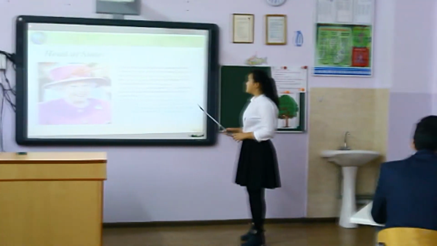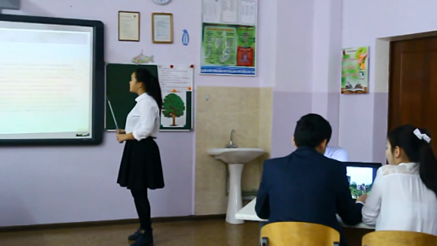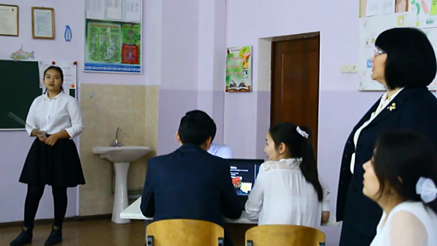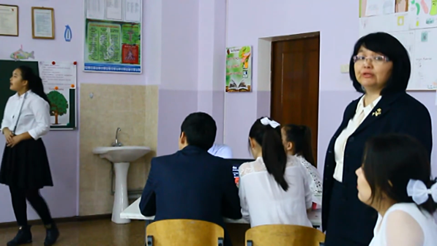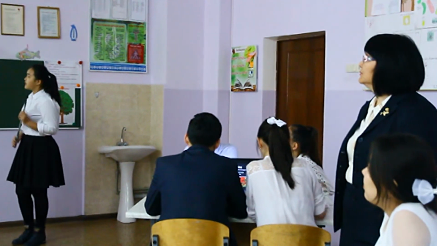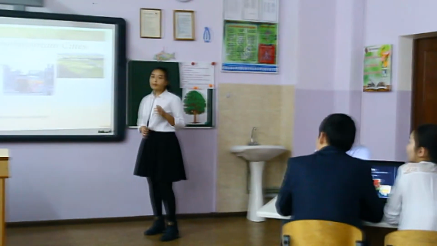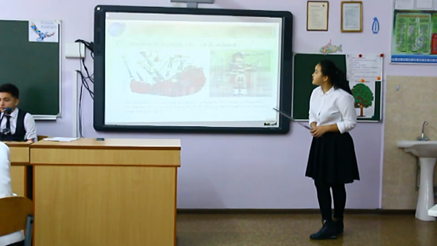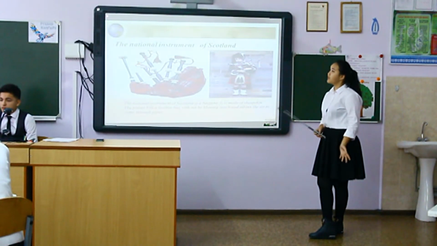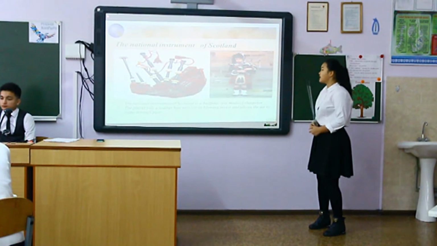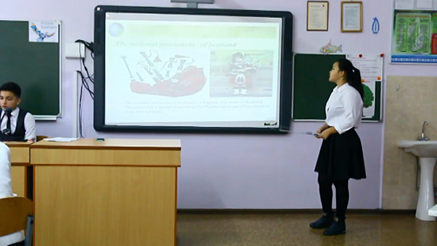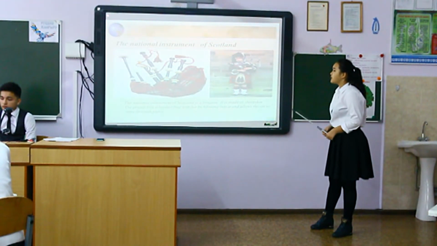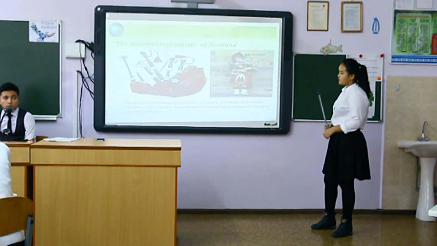The official head of state is Elizabeth II, who has been Queen of the United Kingdom, Canada, Australia, and New Zealand. She is also the head of Canada, Australia and New Zealand. The largest and most beautiful city, the capital, is Edinburgh. Edinburgh, yes. And of course, the national instrument of Scotland is the bagpipe. It is made of sheepskin. Very interesting, yes. It is a very special instrument.